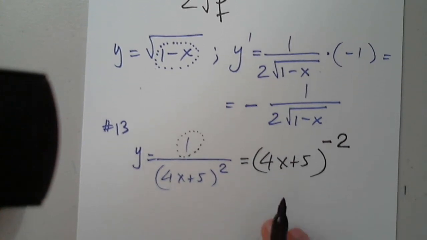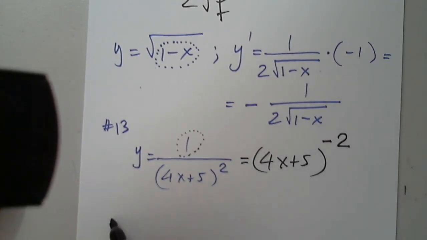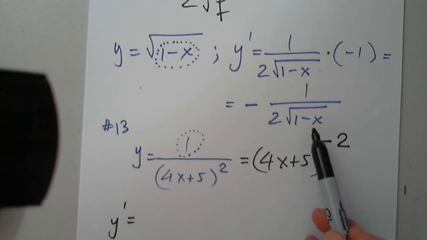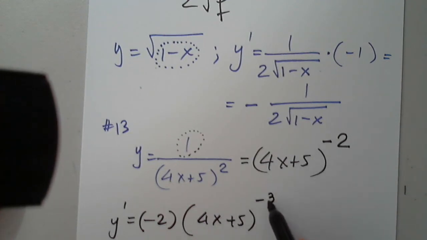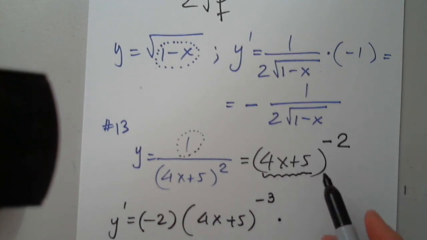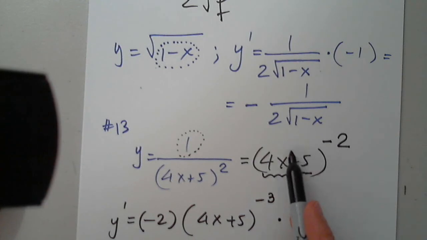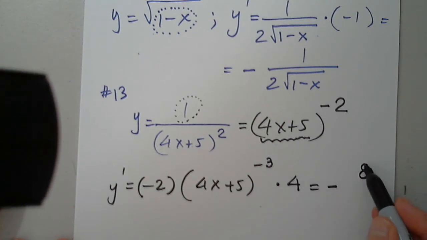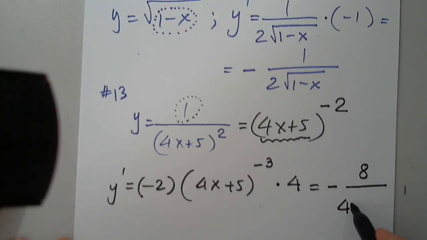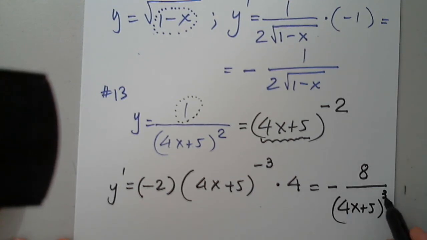Okay, assuming you go along with my suggestion and we differentiate, when we get y prime, remember, I bring the power in front. I subtract 1 from the power. And then I have to multiply by the inner function prime. What is the derivative of this function? Four. Excellent. So this is negative 8 over 4x plus 5 to the third.